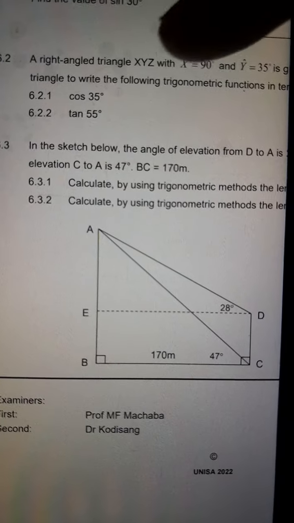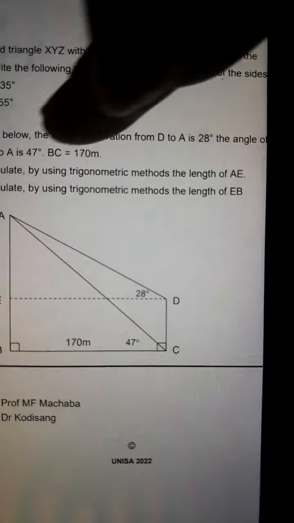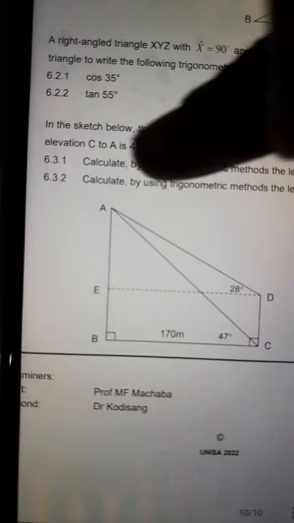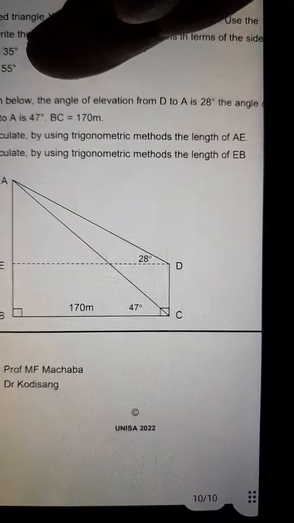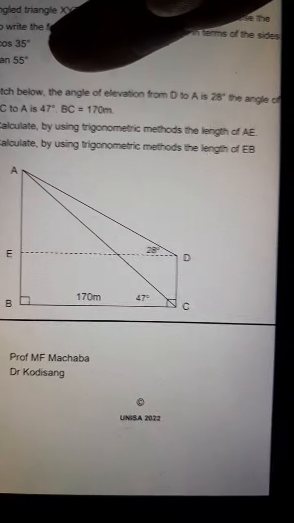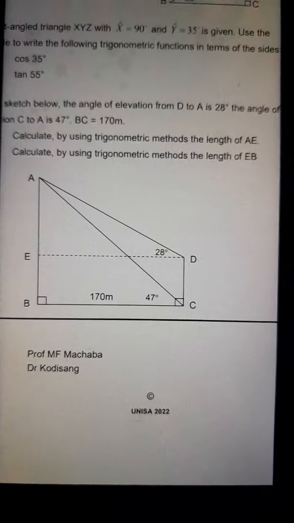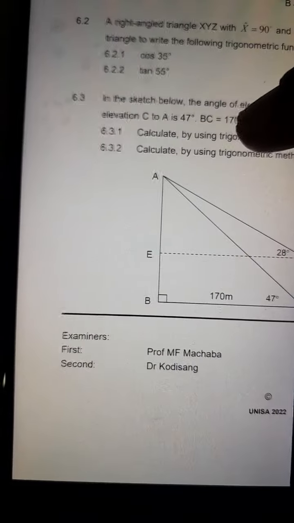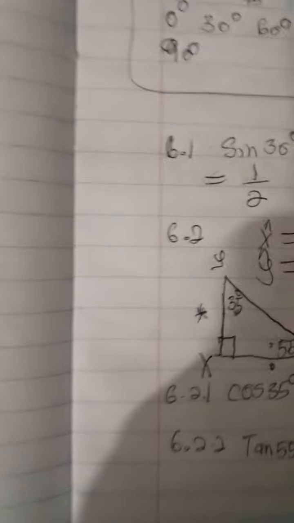In the sketch below, the angle of elevation from D to A is 28 degrees. The angle of elevation to C is 47 degrees. BC is 170 meters. We are required to calculate, using trigonometric methods, the length of AE as well as the length of EB at 6.3.2. Well, guys, what are they talking about here? I need you to note this, right?